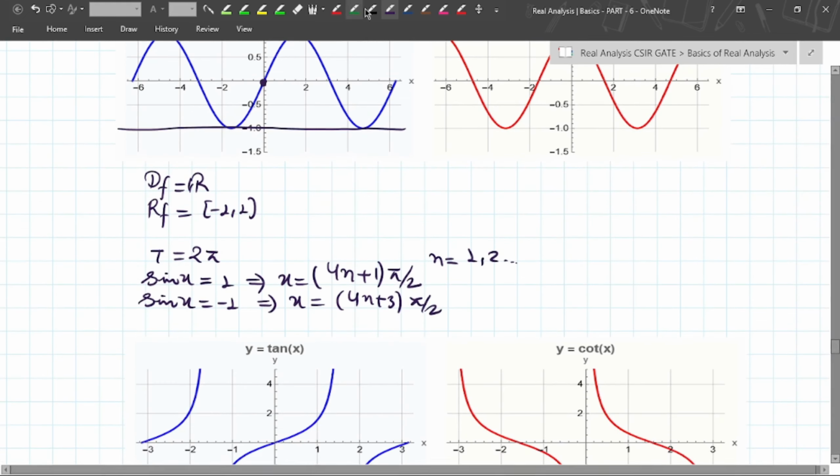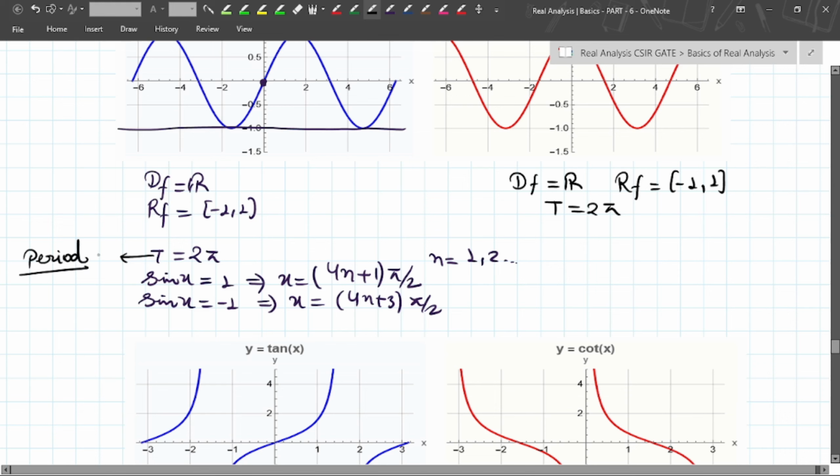Next, we have the function cos of x. The domain is the real numbers, and the range is minus 1 to 1. Here, the period is 2 pi. T stands for period. Now, sine is an odd function, and cos is an even function.